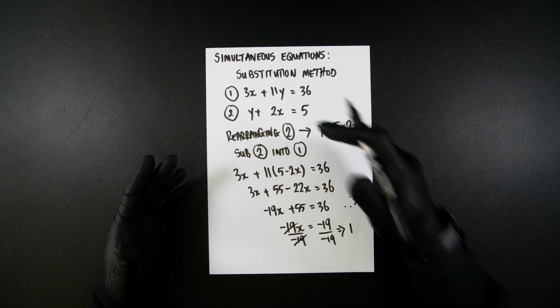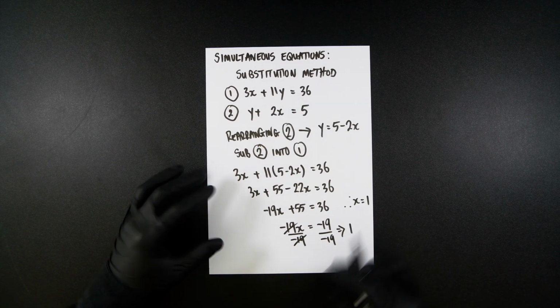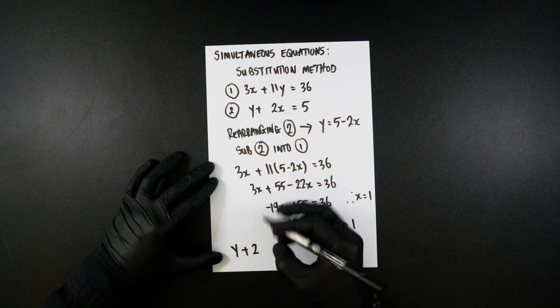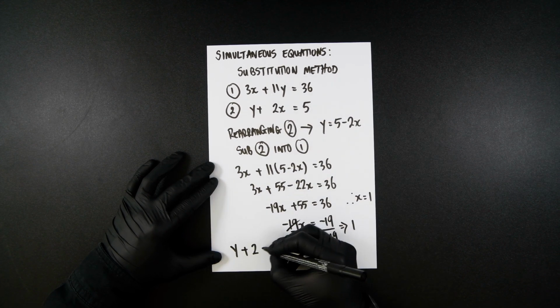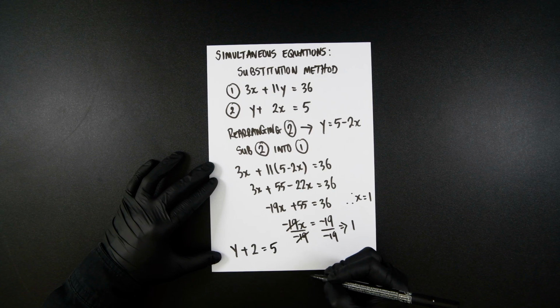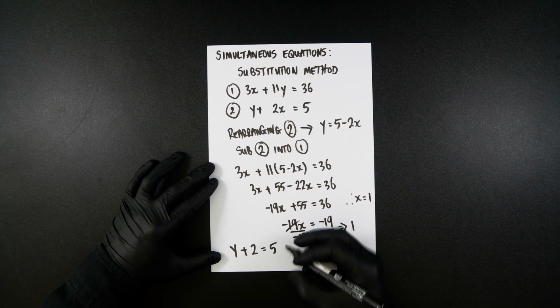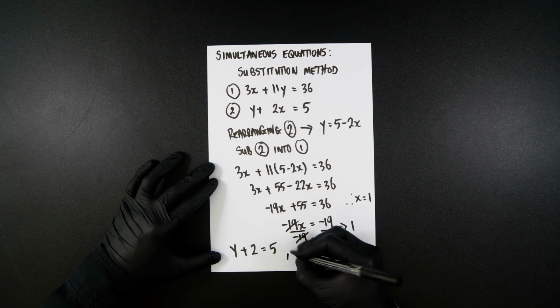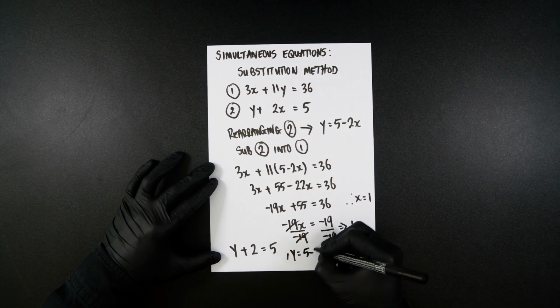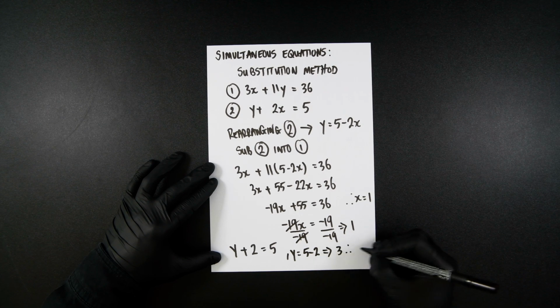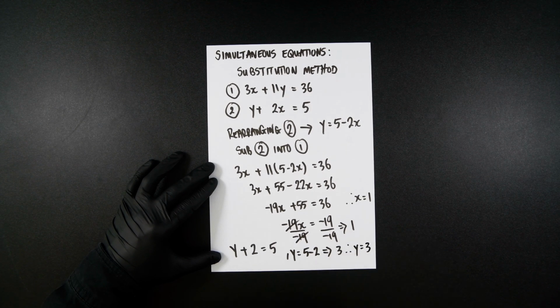We can now substitute this into any of these two equations. So in this example, I'm going to substitute it into 2. So if x equals 1, y plus 2, because 2 times 1 is 2, equals 5. We can now subtract 2 from both sides to eliminate the 2 on the left-hand side. So then you would get y equals 5 minus 2, which is 3. Therefore, y equals 3.